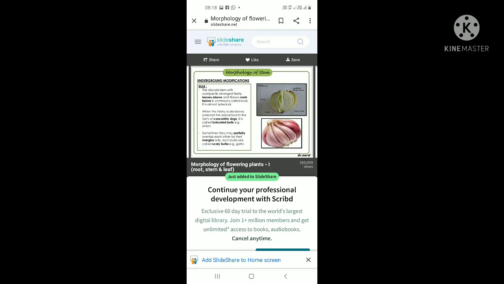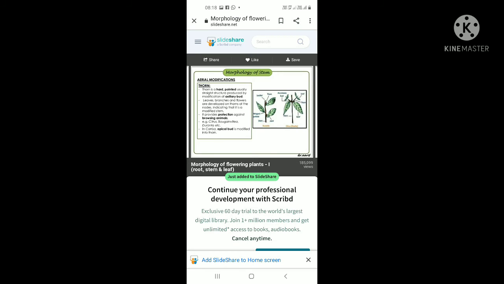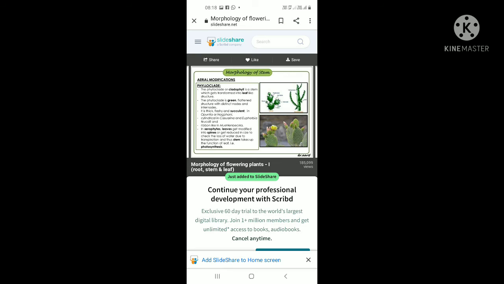We see in the case of rhizome, that is ginger, what actually occurs underground. These are basically the storage functions, supportive functions and protective functions. And in the morphology of stem, we see there is the morphology.